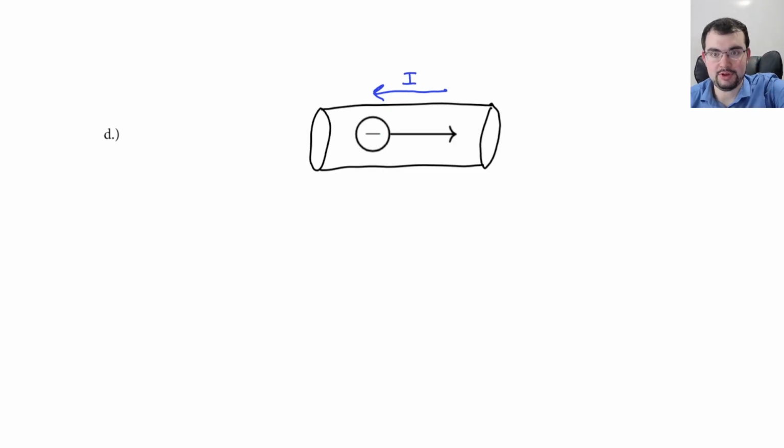And we do the same thing. Use my right hand and notice my fingers go into the screen when I'm above the wire, and then they pop back out when I'm below. So there's our fields.